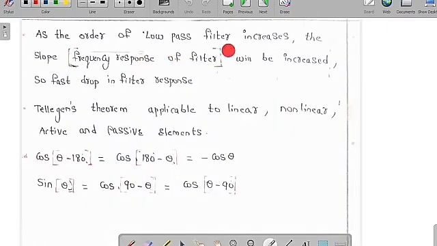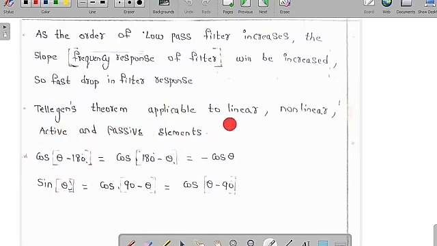As the order of low pass filter increases, the slope of the frequency response of the filter will be increased. So fast drop in filter response. See, whenever you increase the slope, or we can say order, the graph is going to decay much faster. So you are going to get an ideal filter. Therefore, as the order of the low pass filter increases, the slope of the frequency response will be increased, that is a fast drop in filter response. If you increase more and more, it is going to become nearly an ideal low pass filter.